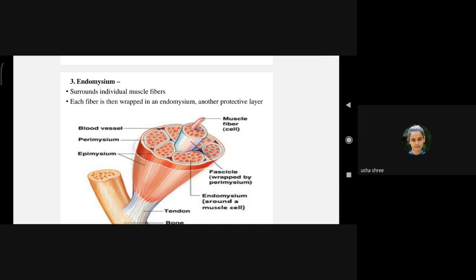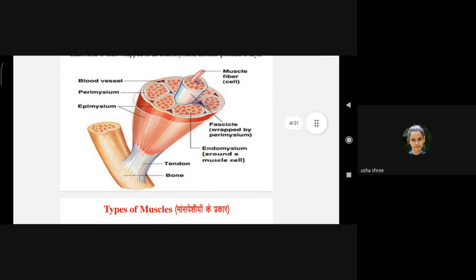Now, these muscle fibers are grouping together to form a fascicle. Now, this fascicle is covered by perimysium. Now, these fascicles are forming a group, and this group is covered by epimysium. Now, a complete muscle has been formed. Now, this muscle will extend a connective tissue that is known as tendon, and this tendon will connect this muscle to bone. Right? Any confusion till now?